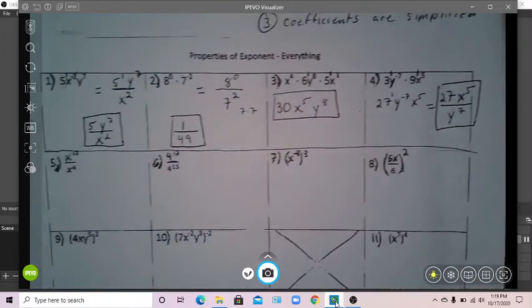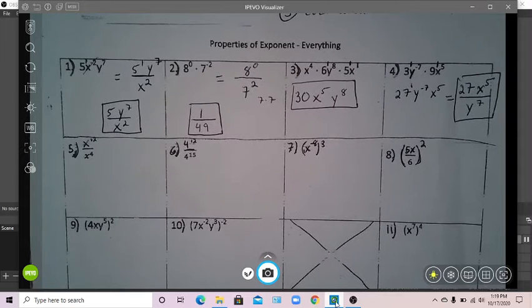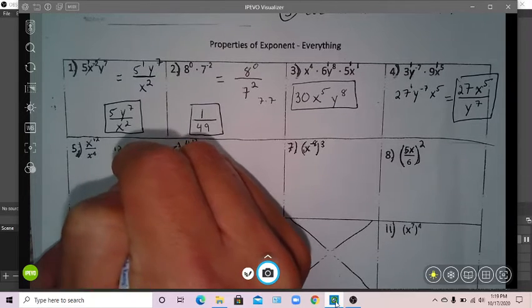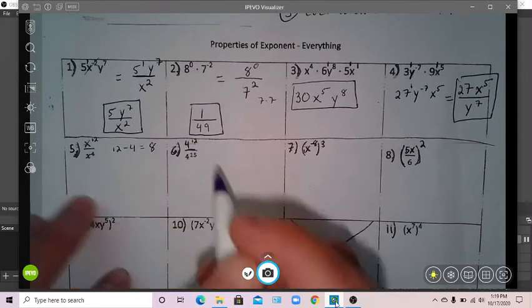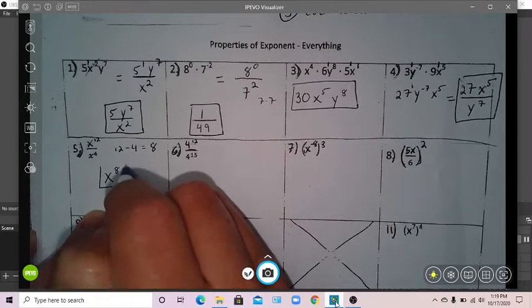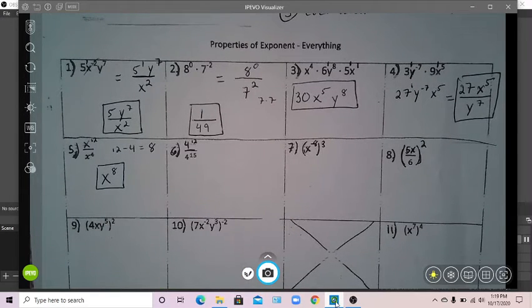Right, so we're on number 5 now. Alright, so number 5, hey, this is a division problem. Alright, the bases are the same, x. So since the bases are the same, I'm going to subtract. Okay, so this is a 12 minus 4. 12 minus 4 is 8. So this is just x to the 8th power.